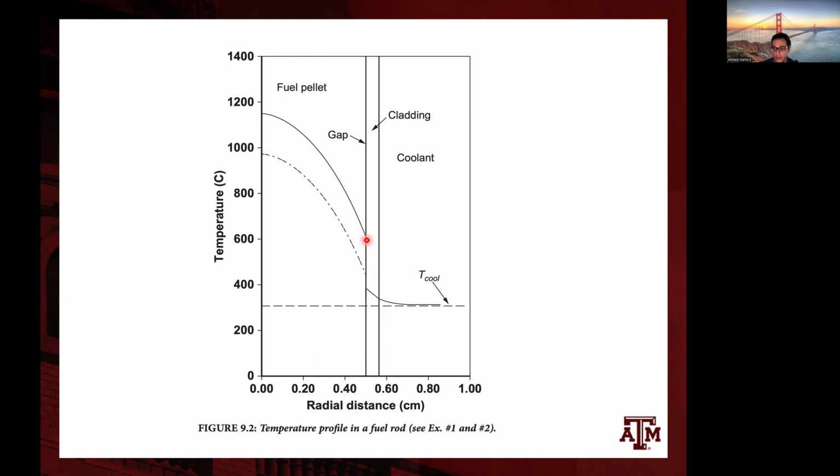However, once we close this gap, as fuels continue to be in operation, the UO2 will swell because of irradiation effects and close this gap. In this case, there will be better conduction and that will drive the temperature profile down. So you will see an improvement in the conduction. The jump here is not as high as it initially was.